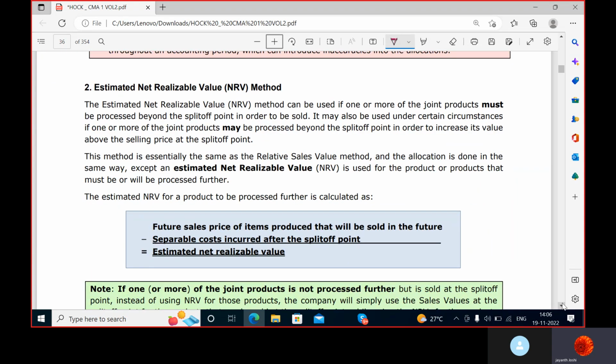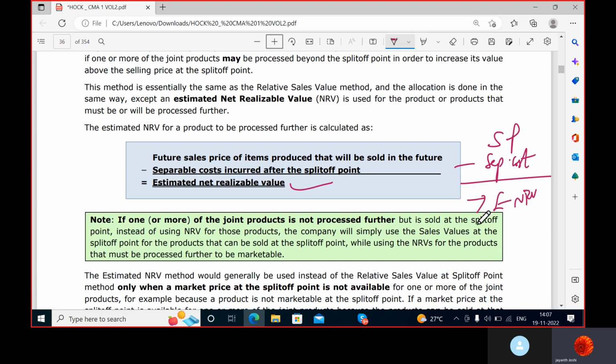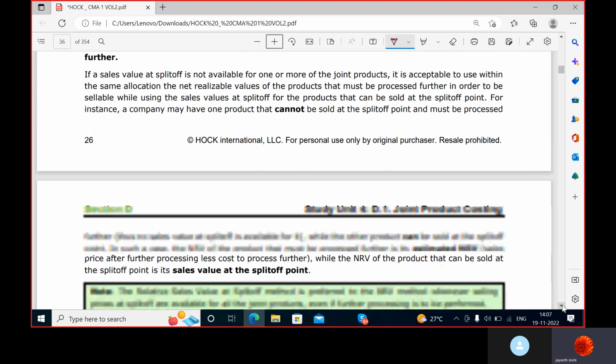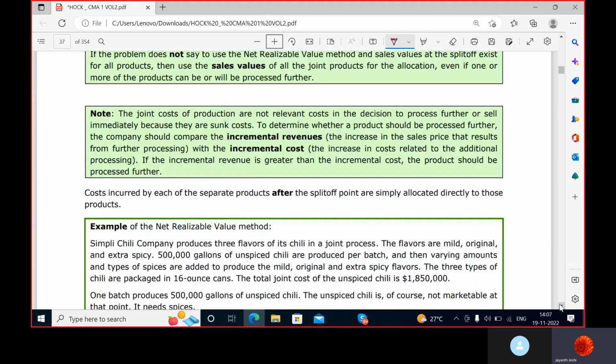Now we are going to apportion the joint cost as per this method. I already explained what estimated net realizable value is: it is nothing but the expected selling price minus the separable cost incurred after the split-off point. That means the separation cost will give you the estimated NRV. So when you get the estimated NRV, you have to see the proportion of each product's NRV in the total NRV and apportion. Let's go ahead and see the question. Very simple to understand.